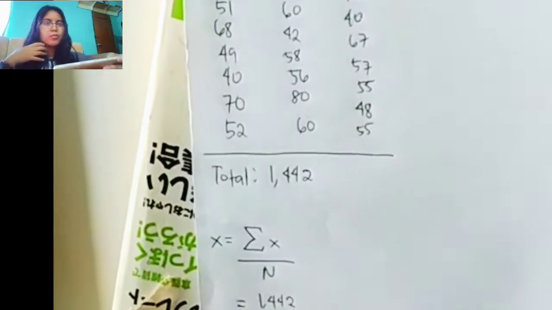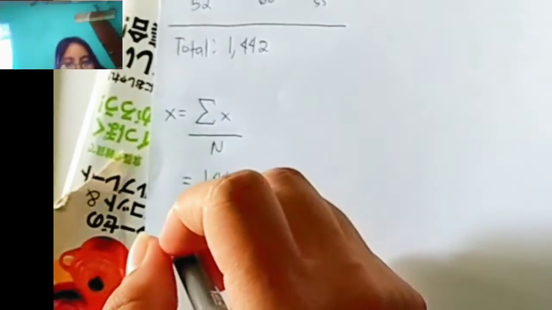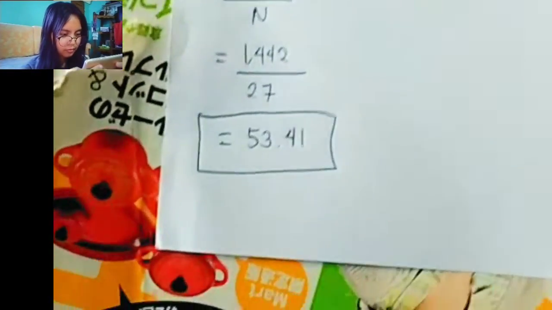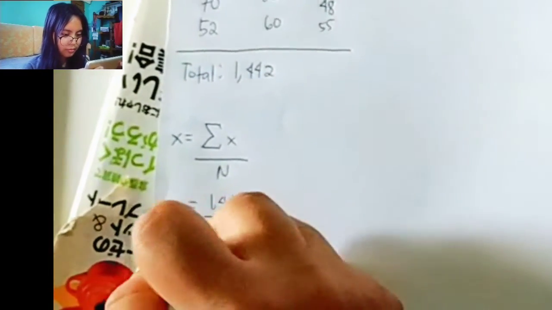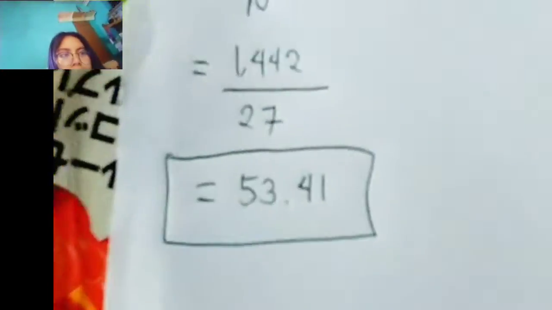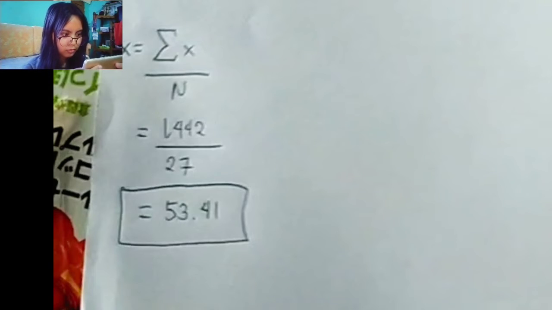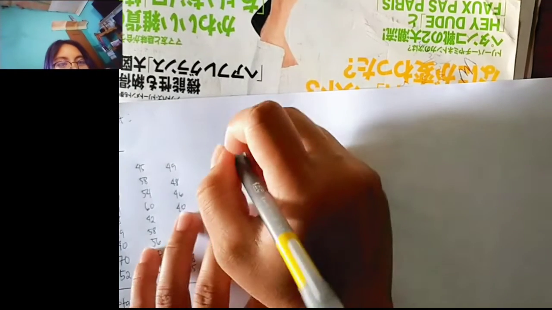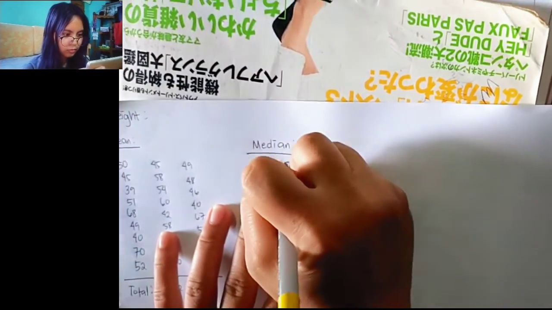Summation of x is 1,442 over n, which is 27. It is the total number of data we've gathered. 1,442 divided by 27 is equal to 53.41. Therefore, the mean weight score of 27 adults is 53.41. Median. So when you say the median, it's the midpoint of data array.